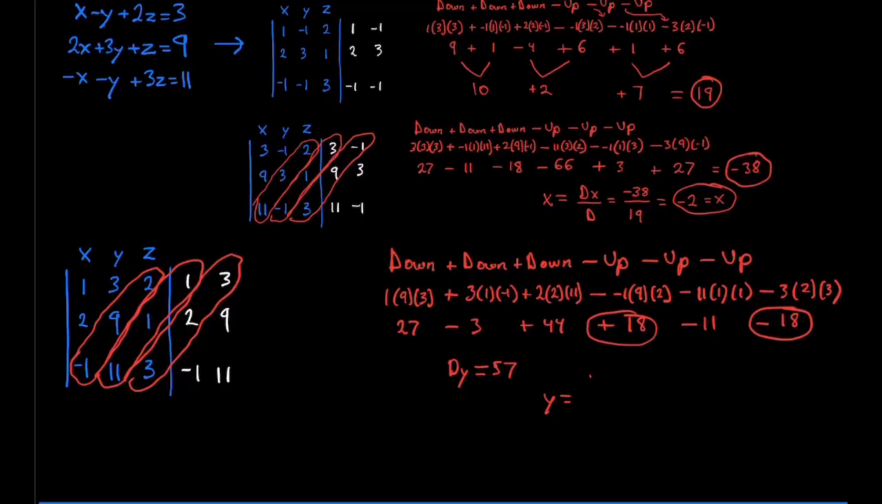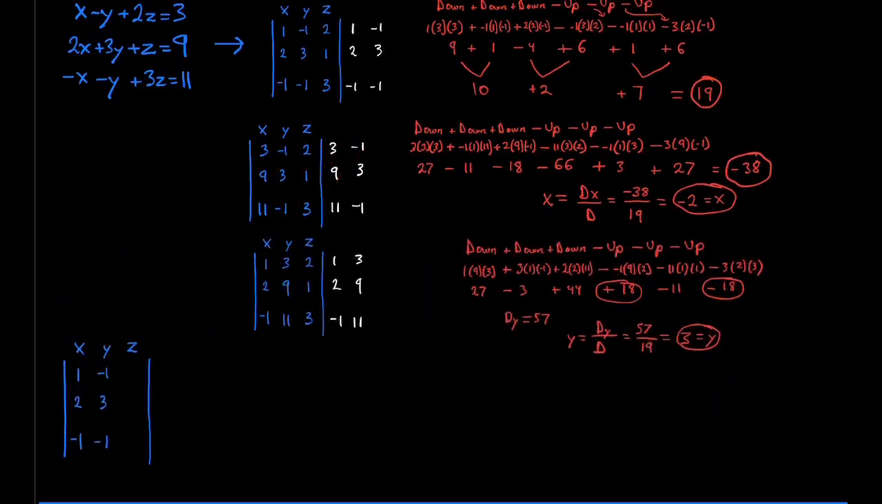y is the same thing as dy over d. We already found d in the beginning, that was 19. Now we just found out that this is 57. This turns into 3.